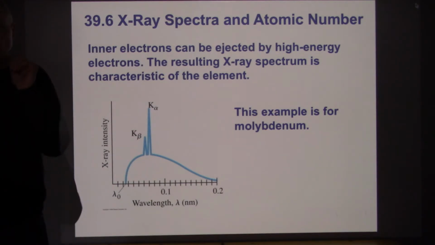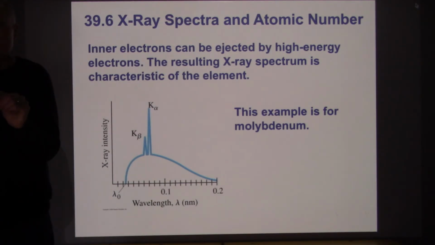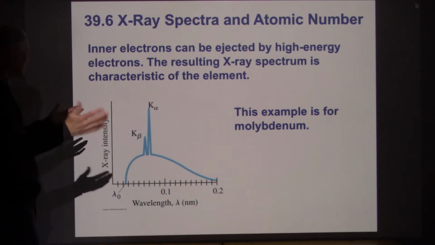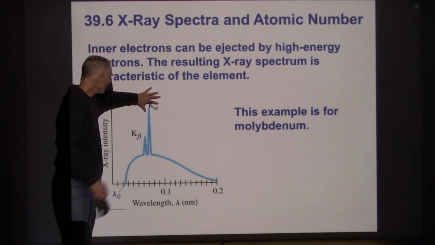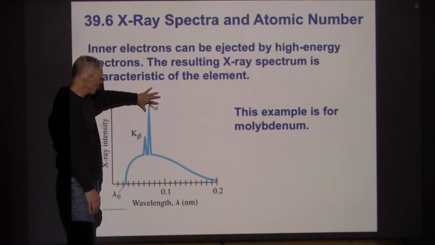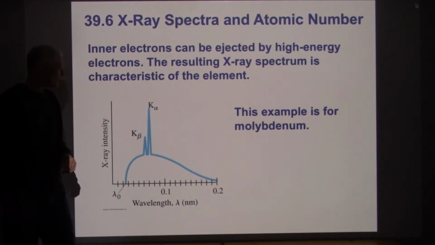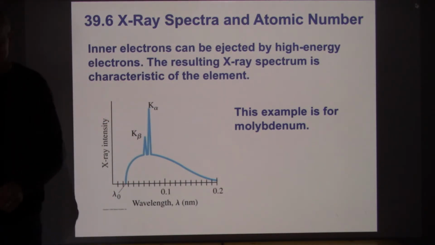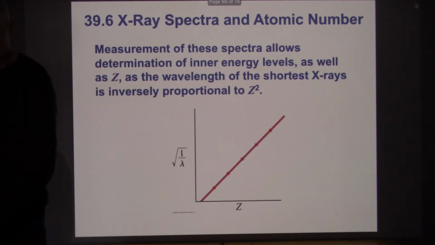When we shoot a high energy electron beam at these materials, they remove the inner electrons, and as other electrons drop to fill those vacancies, we get these X-rays generated. So this is showing numbers of X-rays being generated.